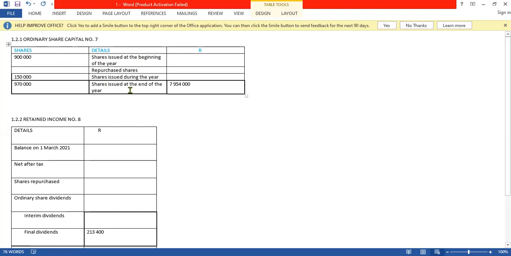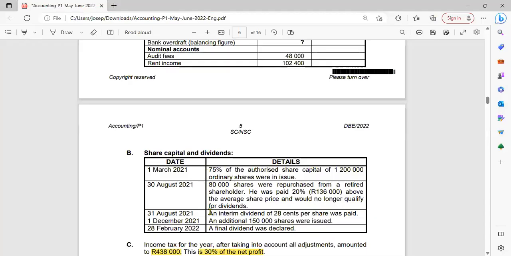Okay. Like I told you guys, this is not difficult at all. You just have to read your information and apply what you are told to do, right? So I'm going to go back to the question paper. And then it says on the 30th August 2021, 80,000 shares were repurchased from a retired shareholder. So the amount that was paid is not the average share price that we need. So this one we're going to take into note number 8, which is retained income.